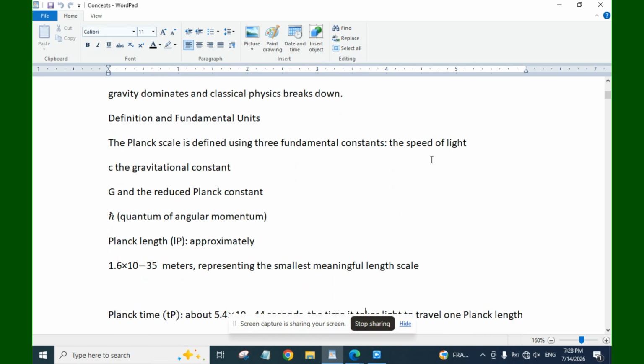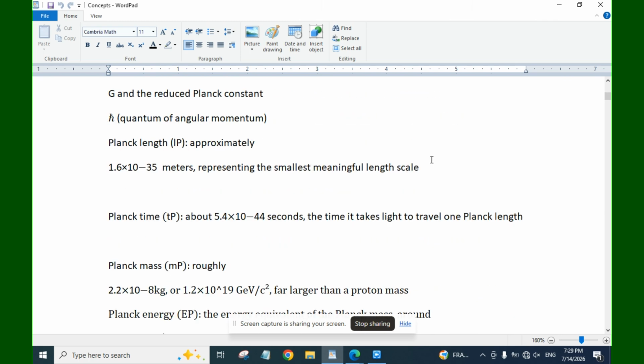Definition of fundamental units. The Planck scale is defined using three fundamental constants: the speed of light, c, the gravitational constant, G, and the reduced Planck constant, ħ, the quantum of angular momentum. Planck length, LP, is approximately 1.6 multiplied by 10 to the power of minus 35 meters, representing the smallest meaningful length scale. Planck time, TP, is about 5.4 multiplied by 10 to the power of minus 44 seconds, the time it takes light to travel one Planck length.